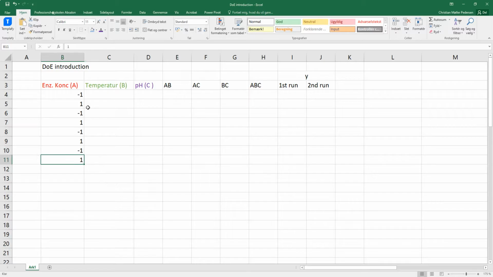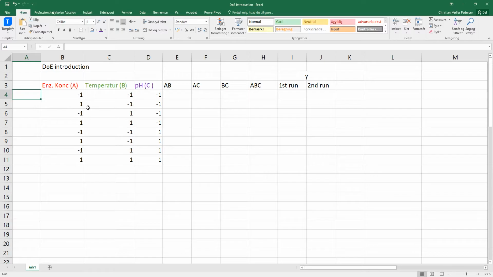And I believe that was 1, 2, 3, 4. Yes, that was 8. And here, low, low, high, high, low, low, high, high. And for this one, low, low, low, low, high, high, high, high, like that. That's just a systematic way of getting all the combinations.